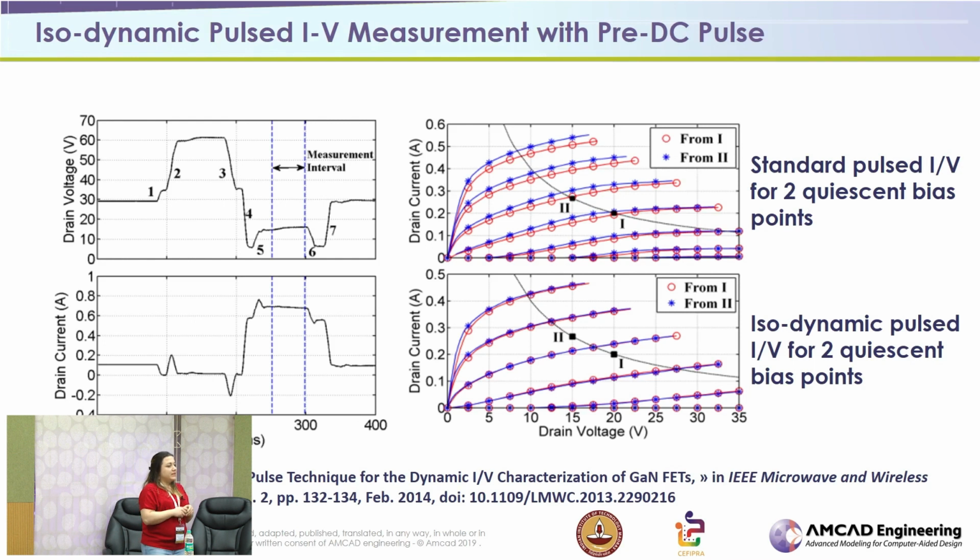So here is another example of basic double pulse techniques. You can see a chronogram and a comparison between two networks for two different quiescent biases, 1 and 2. For a standard pulse IV measurement with just one level of pulse, you see a difference between the blue and red curves. Now, if we use a double pulse technique, from the two quiescent biases you have a similar network.